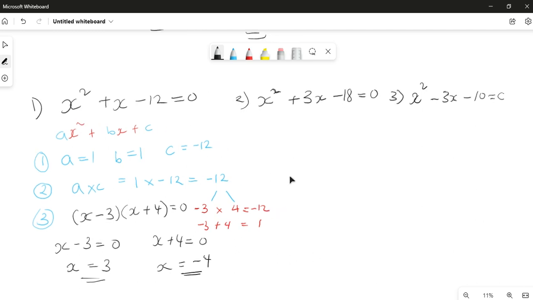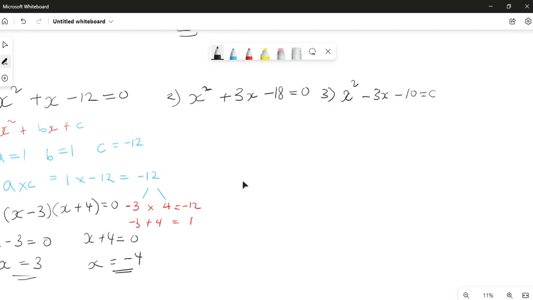We go to our next one. x squared plus 3x minus 18 equals 0. We list, step 1, we list down A, which is our coefficient of x squared, is 1. B, the coefficient of x, is 3. C, the constant, is negative 18. Step 2, we're going to multiply A times C. 1 times negative 18, that is negative 18.